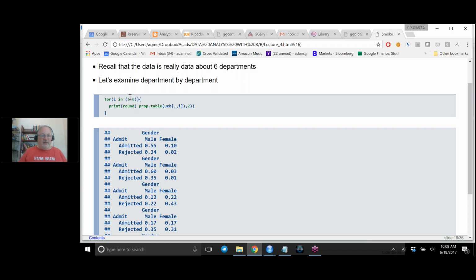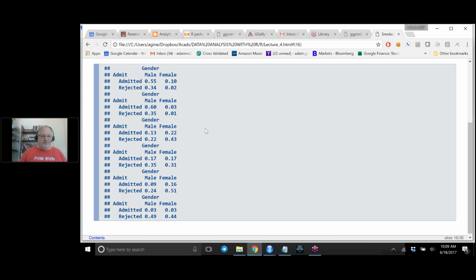So for i equal 1 to 6, over each department, I want to print, which means print to the screen, the proportion table. Round means I just want it to 2 decimal places. That's why you're getting 0.55, 0.34 rather than longer numbers, and round 2. Proportion table gives me the percentage, and the UCB data, comma, comma, i means the table for the ith department. And here it is.